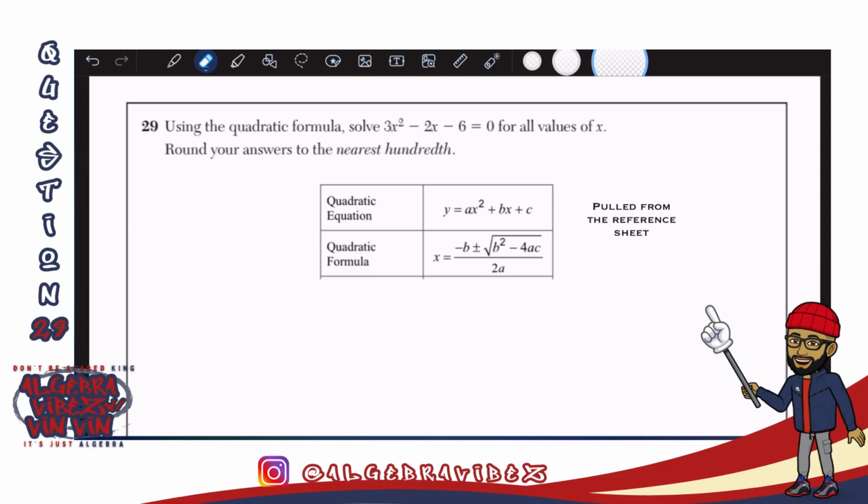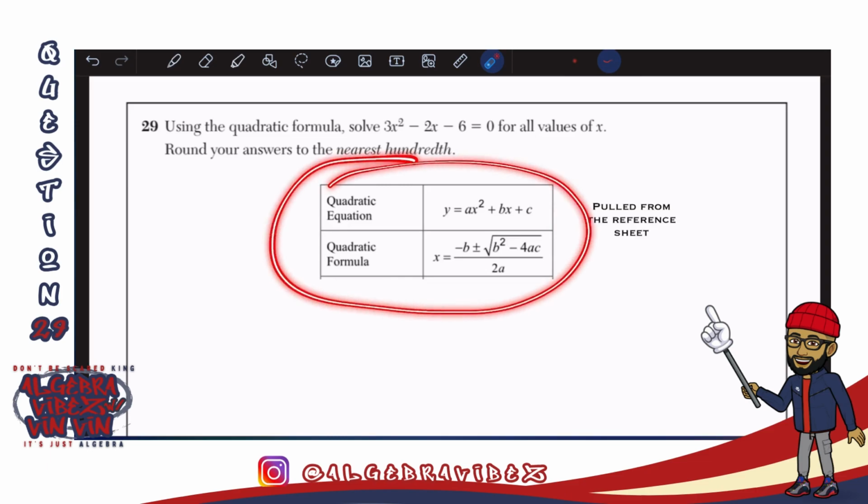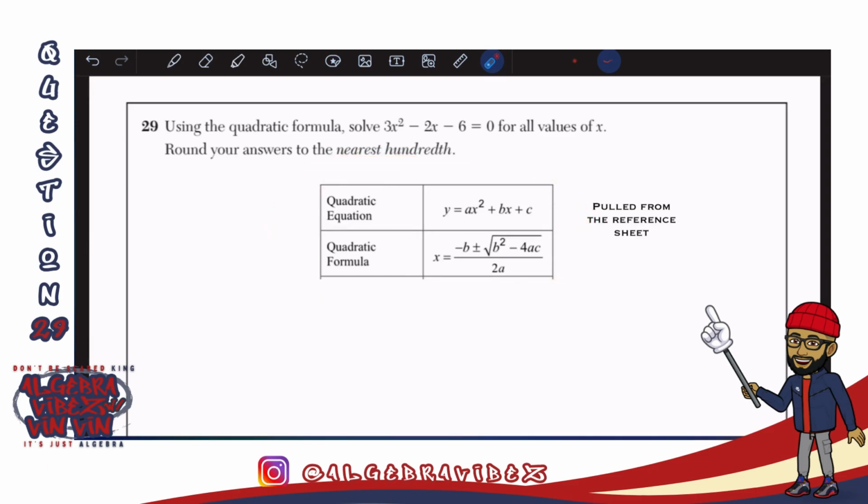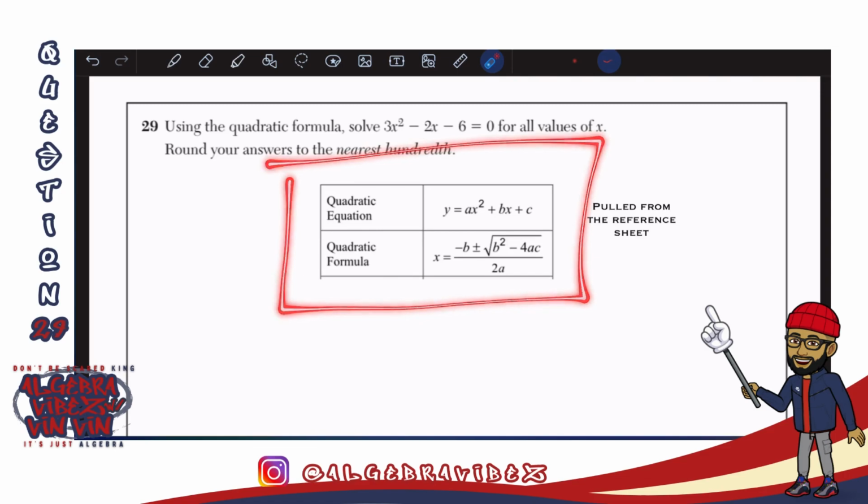In the box, it says right here that we pulled this from the reference sheet, and we did. We pulled this whole thing, these two formulas. So do not be afraid of remembering these. You will down the line just remember it as you go throughout your math. But for the Algebra 1 Regents exam, you have it on your reference sheet, so you don't have to worry about it.